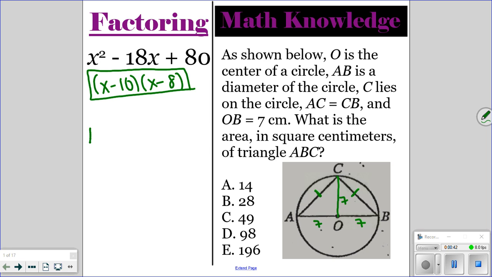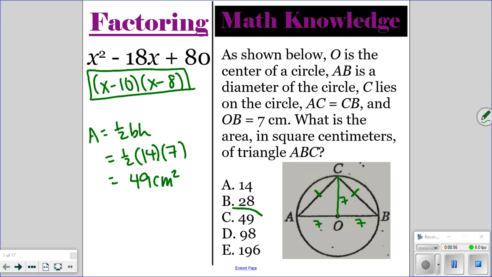So we can use the area formula of a triangle where our base is 14 because 7 plus 7 is 14 and our height is 7. And if you multiply, you'll get 49 centimeters squared. So C would be your answer.